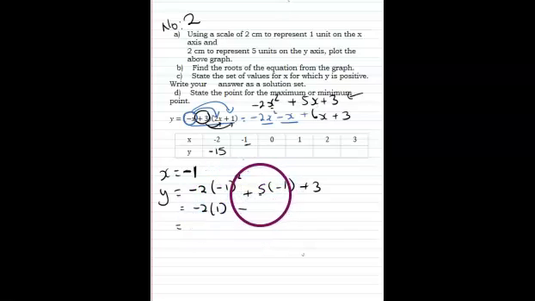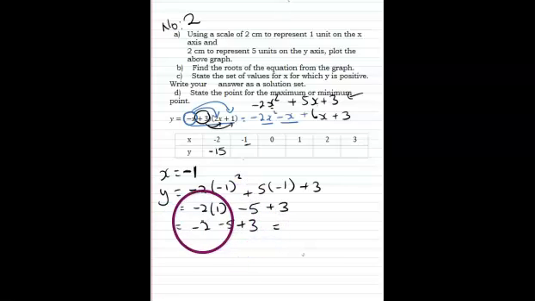Remember that, guys. 5 by minus 1 is minus 5, and you put back your plus 3. Minus 2 minus 5 plus 3. I hope you all understand how I got this. Minus 2 by 1 is minus 2. And then we write back the minus 5 plus 3.